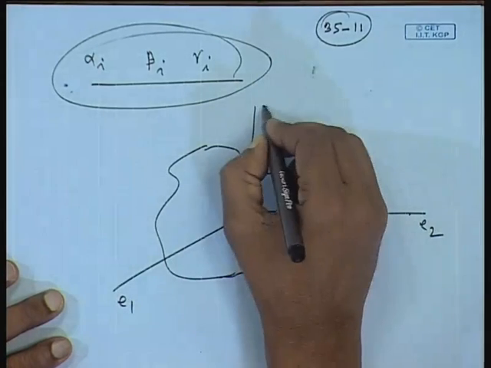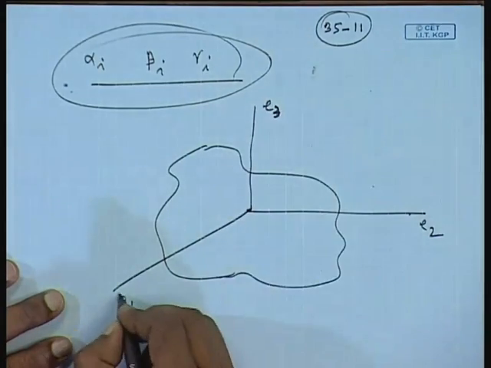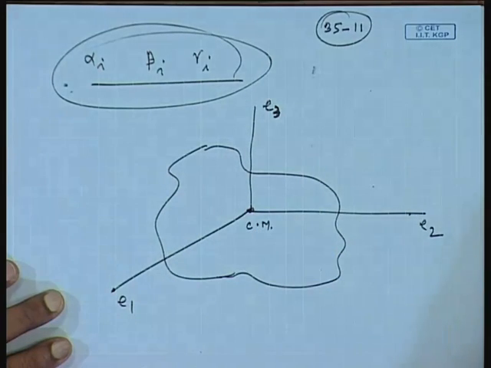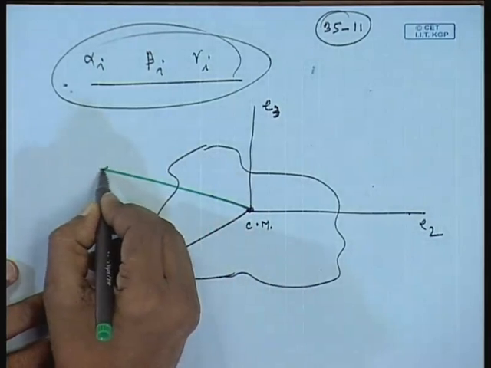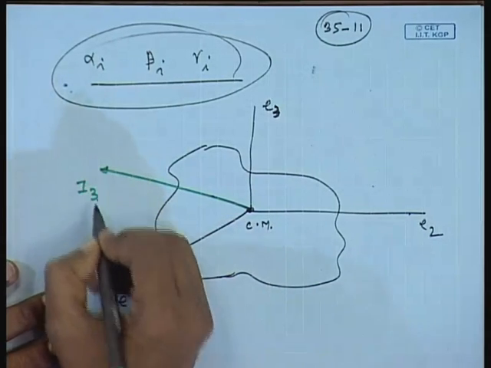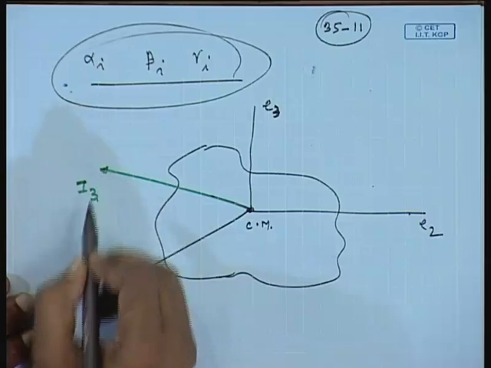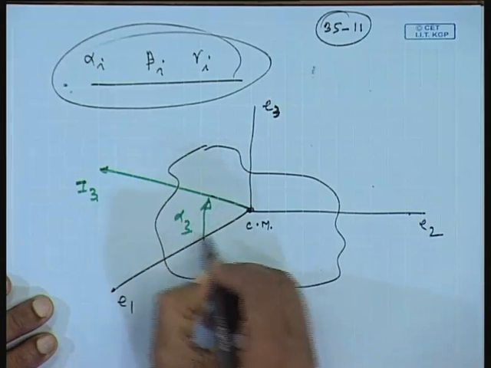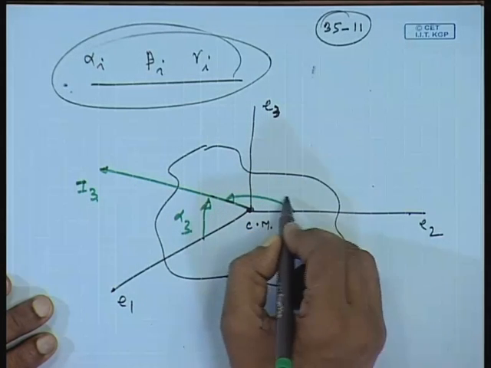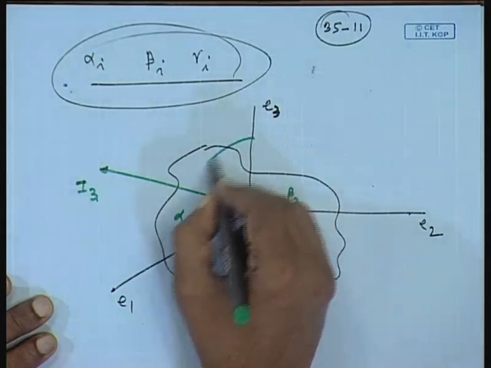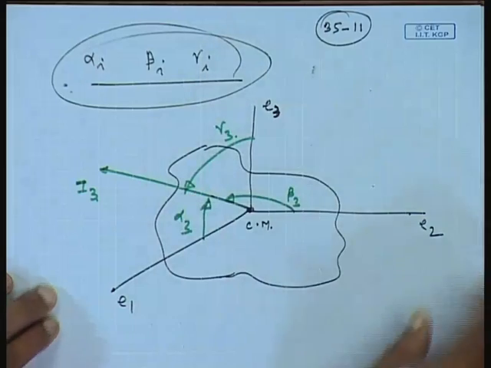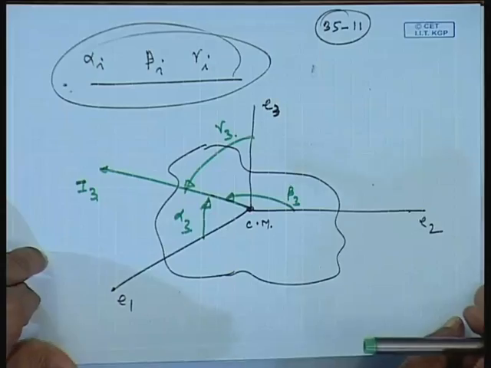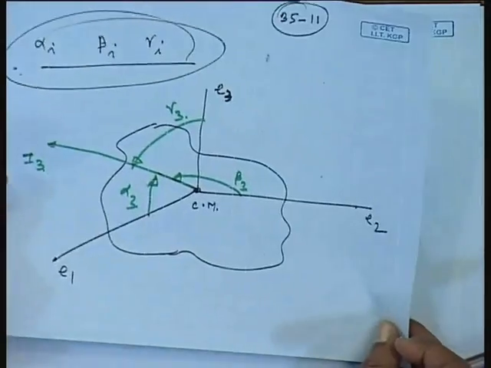E1, E2 and E3, these are the body axes directions, and this is the center of mass. Let us say that this is the principal inertia I3 and this is the corresponding direction. We need to work out these angles. I will write this as alpha 3, this angle as beta 3 and this angle as gamma 3. Now, these are the three angles we have to decide, and these three angles give the direction.